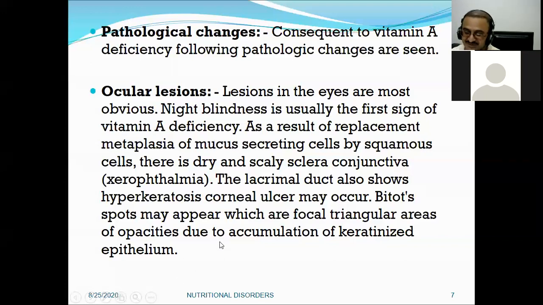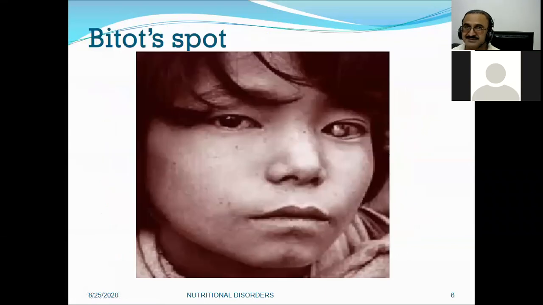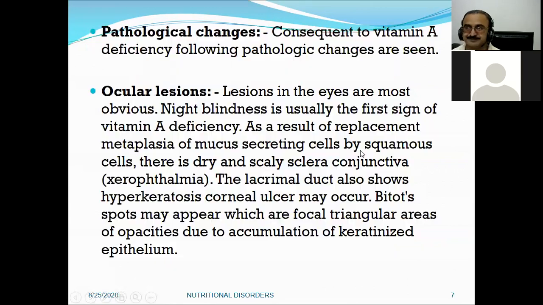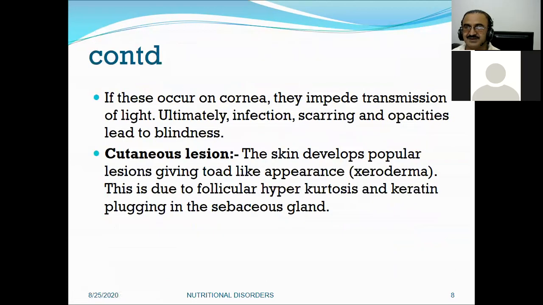I just showed you the figure. These are the white spots due to vitamin A deficiency. If this occurs in the cornea, there may be transmission of the light. Ultimately, infection, scarring, and opacities lead to blindness.